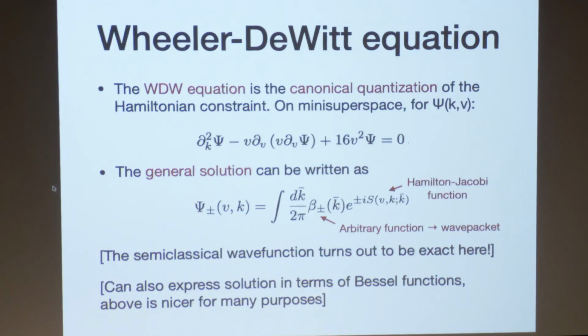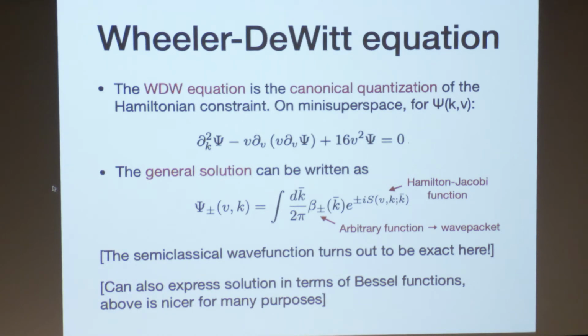Okay, very good. So Wheeler-DeWitt is now just the canonical quantization of this Hamiltonian constraint, right? Meaning that you take all your momenta, pi of k, etc., and you replace them with d/dk, just like you do in quantum mechanics. And so then you imagine that there's going to be a wave function, psi of k and v.